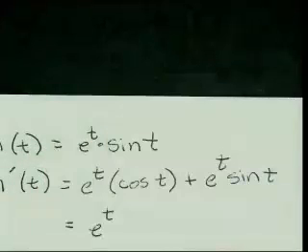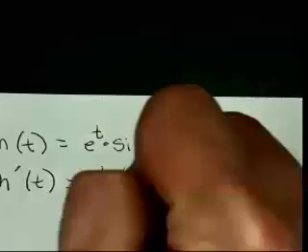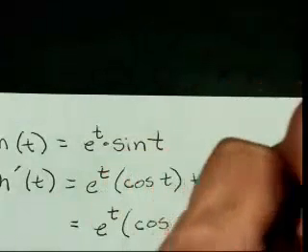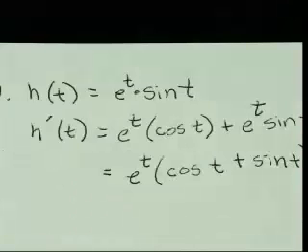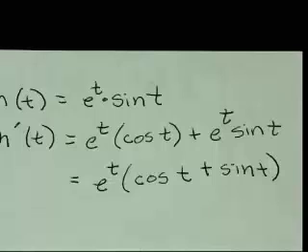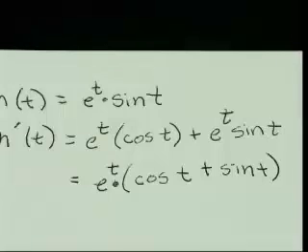I think I would like to go ahead and factor out the e to the t and leave the cosine t plus sine t in parentheses. But when I find the second derivative, it's going to take the product rule again, because that's what that is. That's a product.